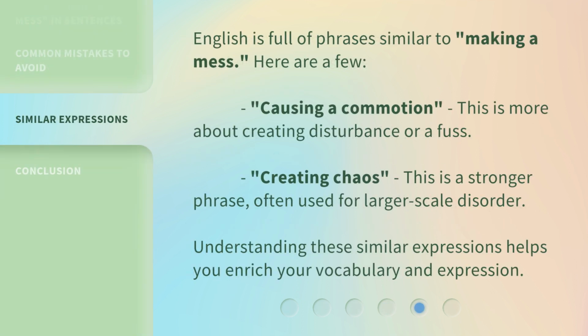English is full of phrases similar to making a mess. Here are a few. Causing a commotion. This is more about creating disturbance or a fuss. Creating chaos. This is a stronger phrase, often used for larger scale disorder. Understanding these similar expressions helps you enrich your vocabulary and expression.